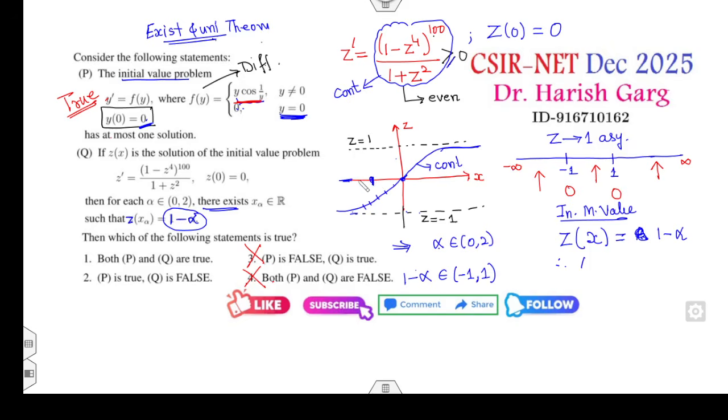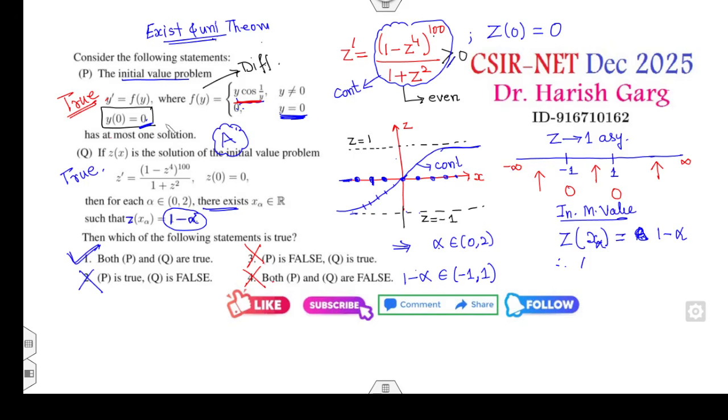So corresponding to each value of x, we can find the value of 1 minus alpha. So that statement is also my true statement. Second option is cancelled. A is the only right answer of the problem.